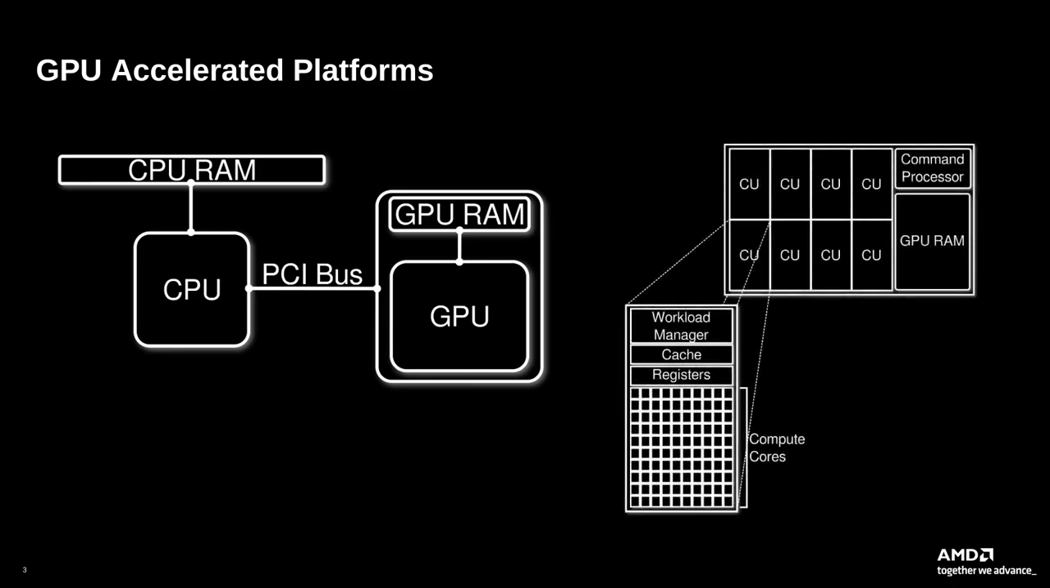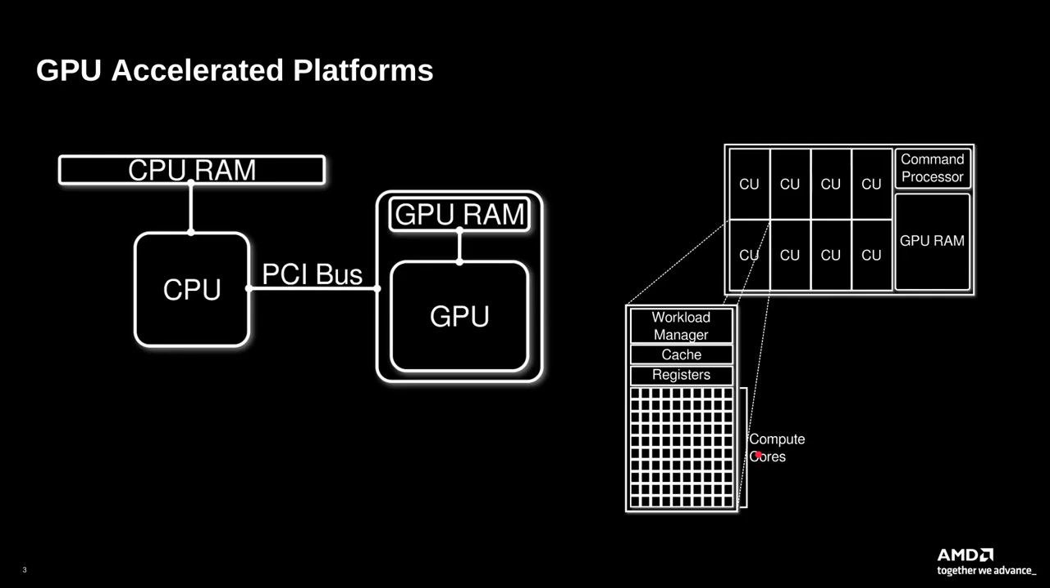Now the figure on the right is a conceptual diagram of a GPU. At the macro level, you have what's called a command processor. You have, of course, that GPU RAM and a collection of compute units. Inside of each compute unit, you have an additional workload manager. There's typically a higher bandwidth cache. There's also a collection of vector and scalar registers, in addition to an array of compute cores.